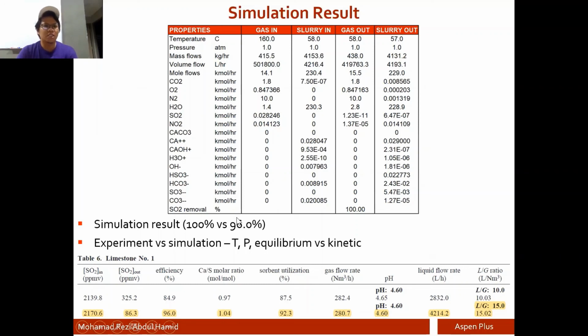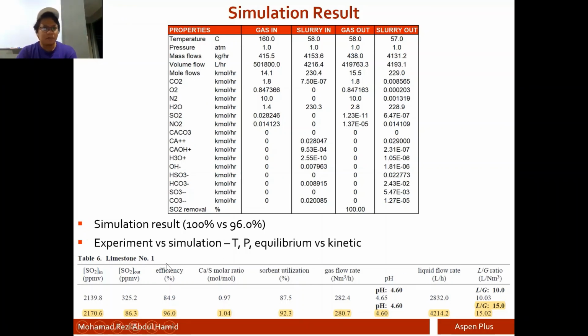Well, I guess it's a pretty good comparison, but you know, things can never be the same, because the calculation of the simulation is equilibrium based, while for the real-life absorption column, kinetics, differences in temperature, pressure drop, hidden mass transfer limitations, all that kind of stuff do contribute to the slight decrease in the SO2 removal efficiency.